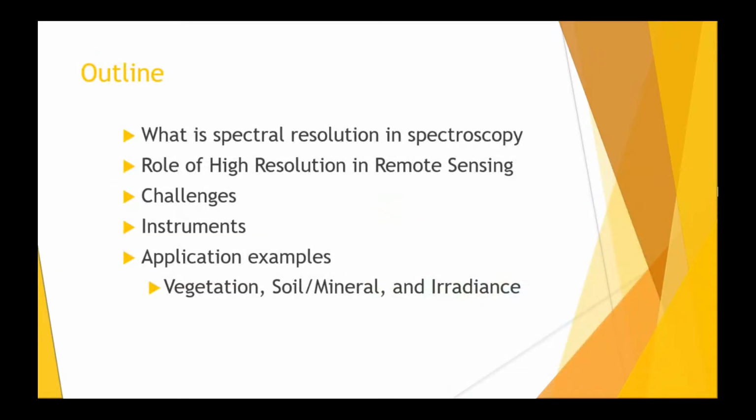Just going over the general outline, I'll be addressing briefly what spectral resolution is and what it represents in its role in remote sensing, followed by some of the challenges that are presented now with an evolving technology. And then I'll get into a brief bit about our instruments, and then some of the examples for vegetation, the mineral soil analysis, and then any radiance measurements that I took here at Haverhill, Massachusetts. And this will be looking at two different instruments, as I mentioned earlier, between the high resolution and, as I classified, the ultra high resolution spectrometers.